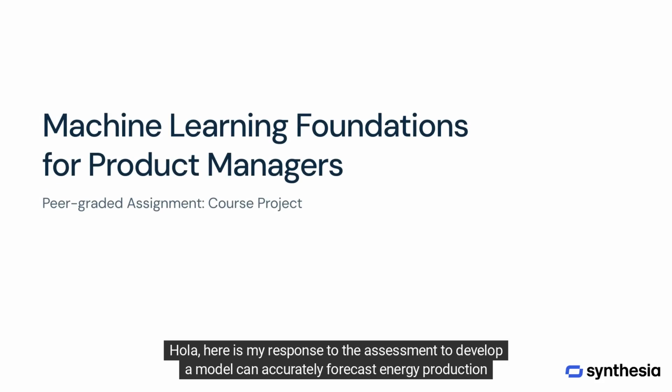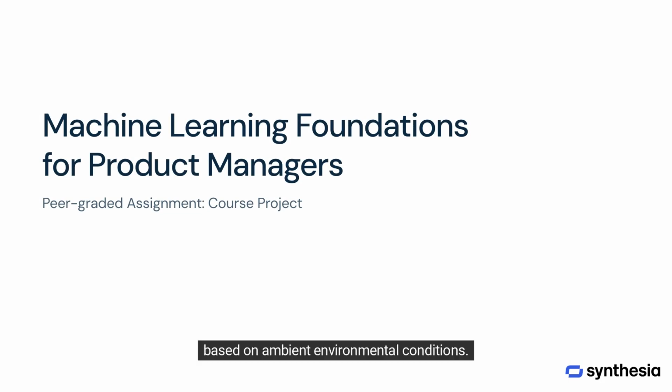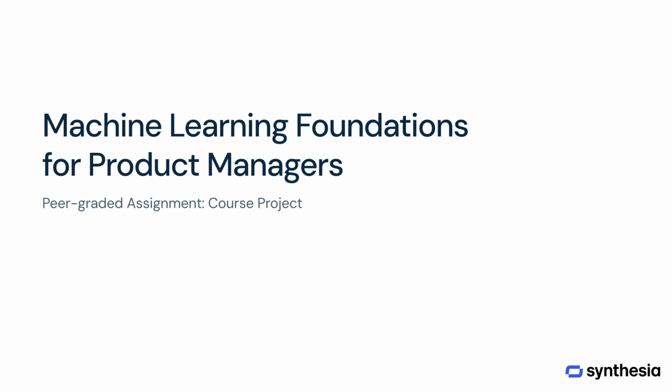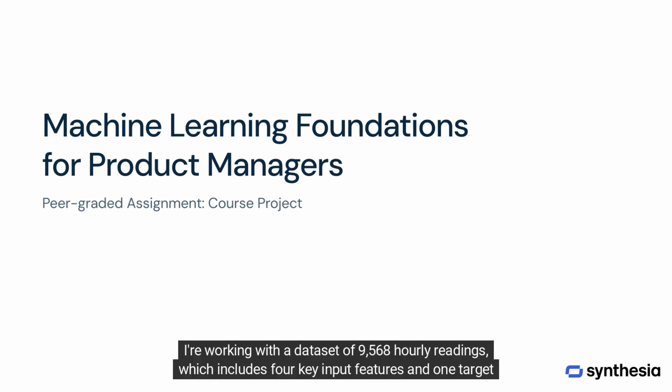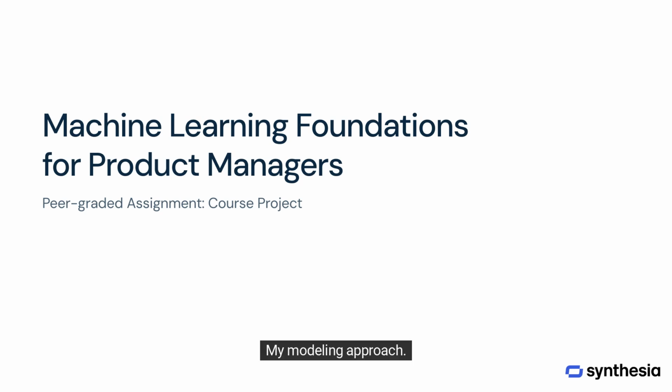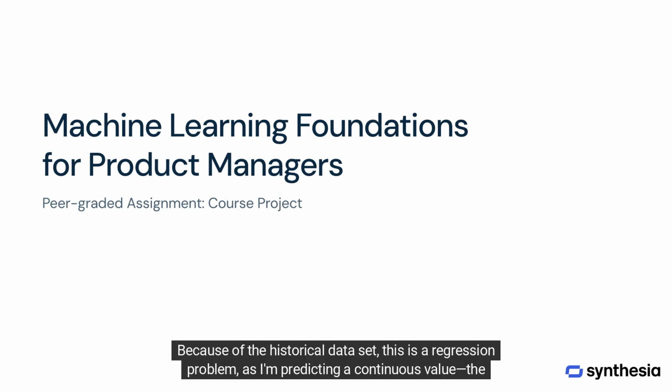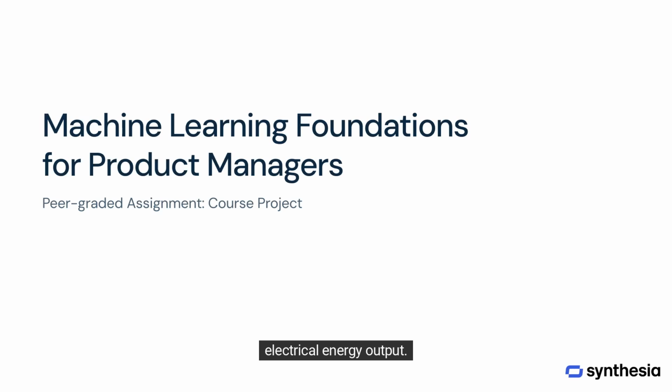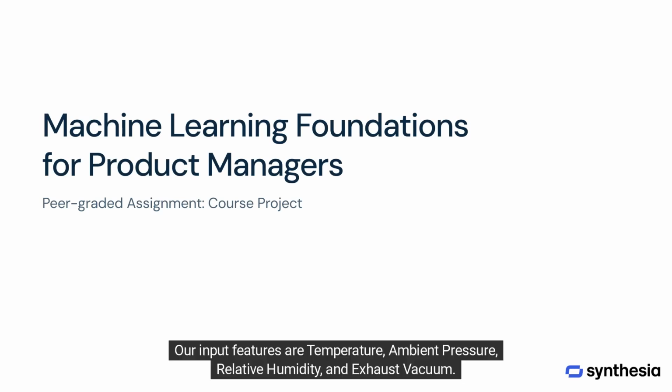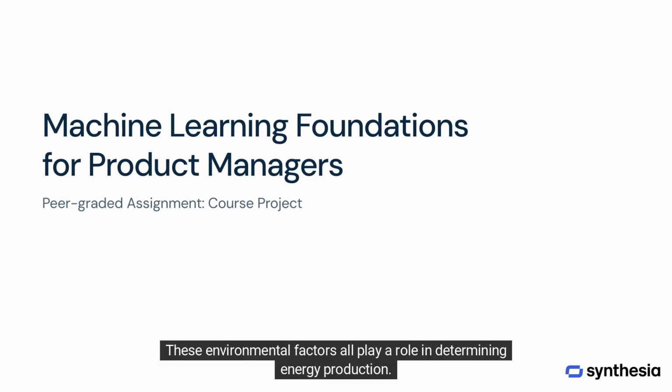Hola, here is my response to the assessment to develop a model that can accurately forecast energy production based on ambient environmental conditions. I am working with a dataset of 9,568 hourly readings, which includes 4 key input features and 1 target variable. My modeling approach: because of the historical dataset, this is a regression problem, as I'm predicting a continuous value, the electrical energy output. Our input features are temperature, ambient pressure, relative humidity, and exhaust vacuum.